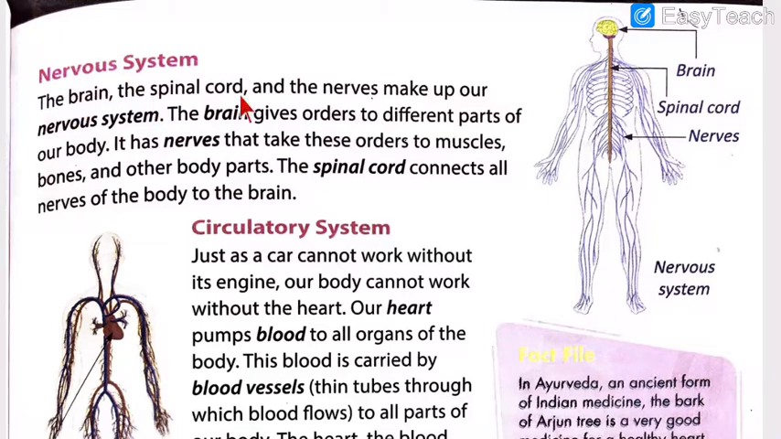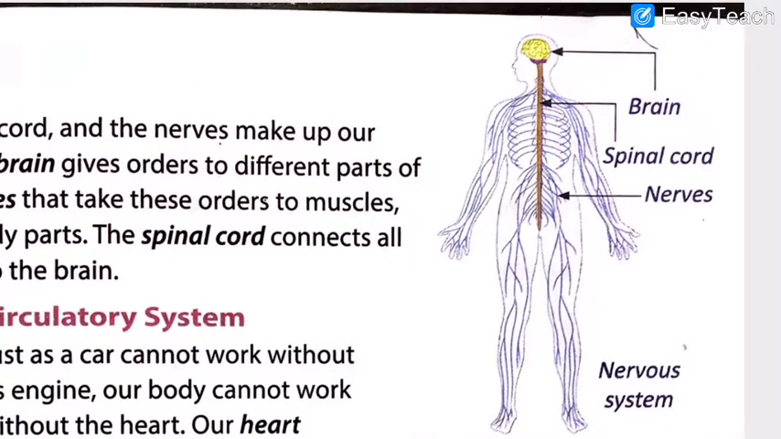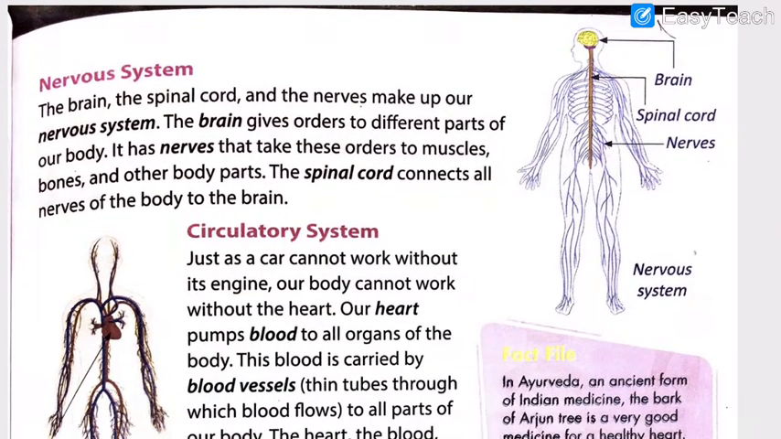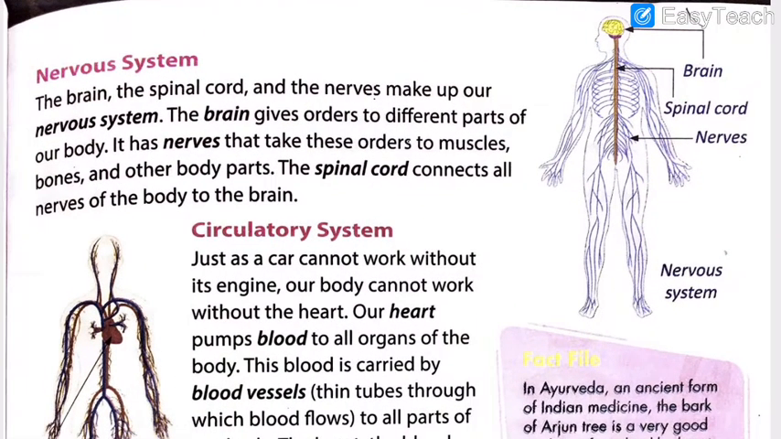The brain, the spinal cord and the nerves make up our nervous system. So what makes the nervous system? Which organs make the nervous system together? The spinal cord, brain and the nerves. These parts make the nervous system. As you can see, the diagram given here depicts the nervous system: the brain, the spinal cord and the nerves. All these parts together make the nervous system of the body.